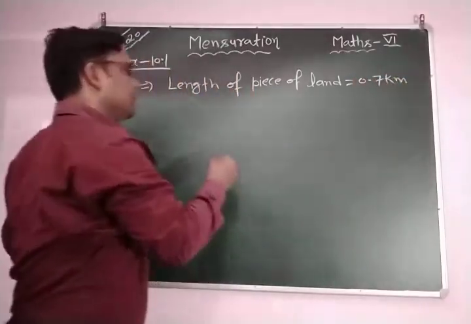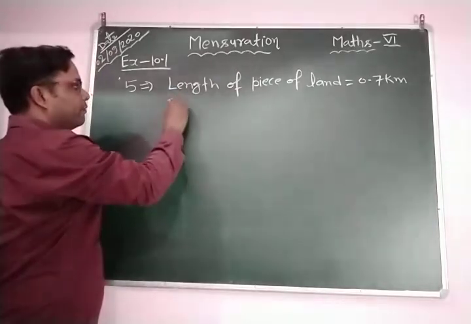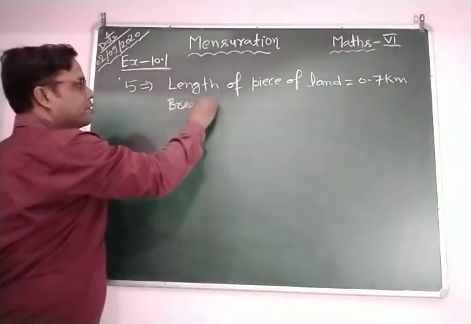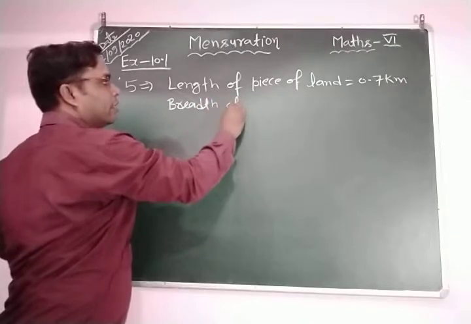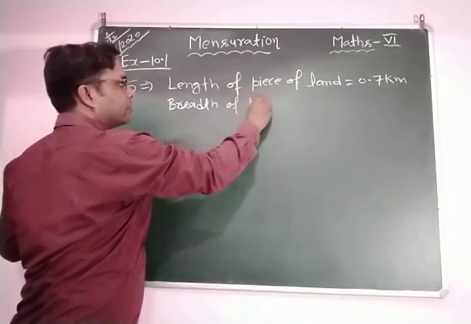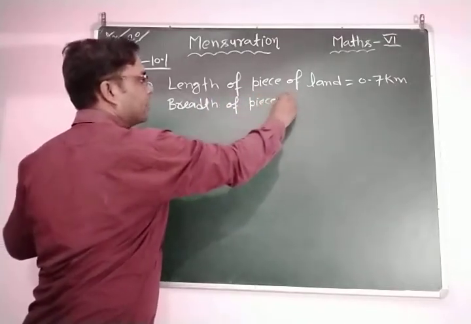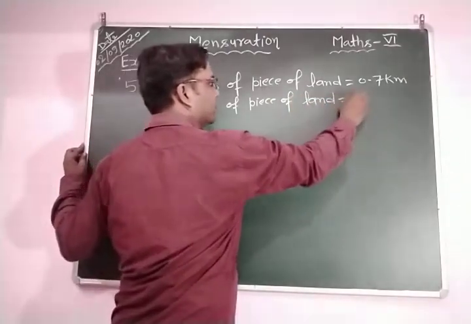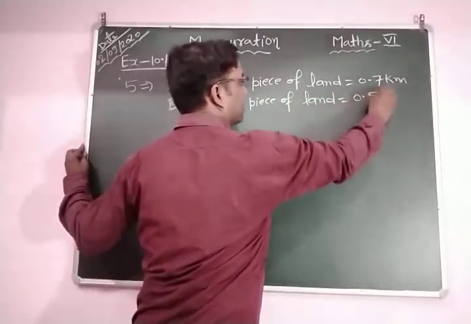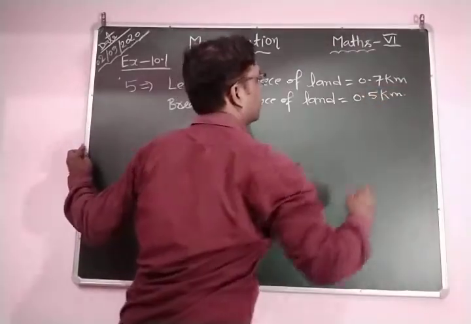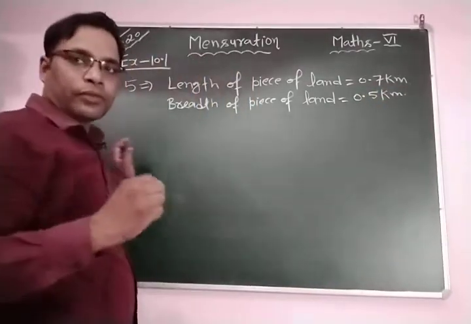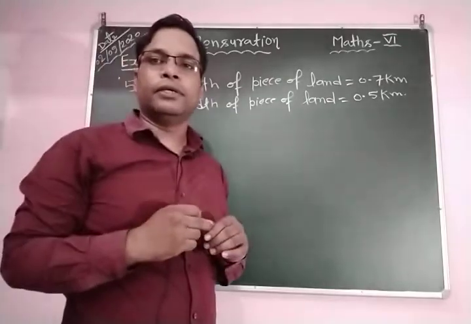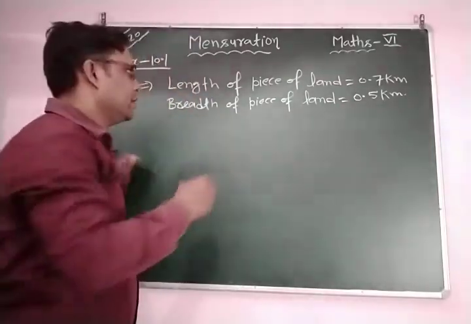And the breadth of the piece of land is equal to 0.5 kilometers. Now we need to find the perimeter of the land.